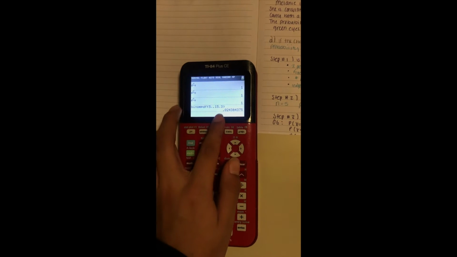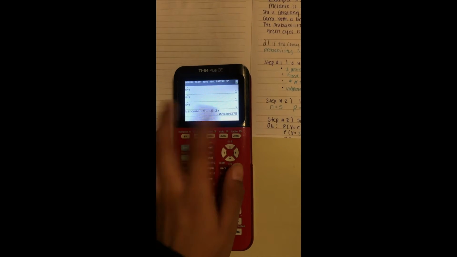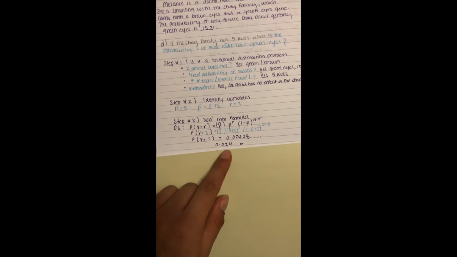And then we get that it's 0.024384 and so on. But we want it rounded to 3 significant figures. And so you get 0.024. Or if you wanted a percentage, it can be 2.44% chance. We also have a second part to our example.